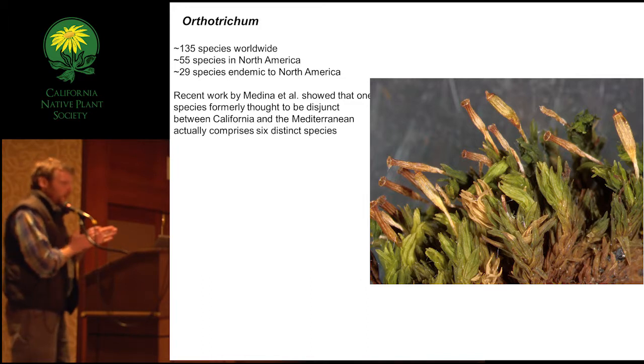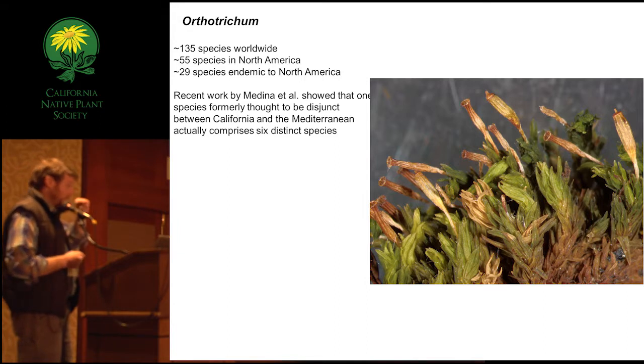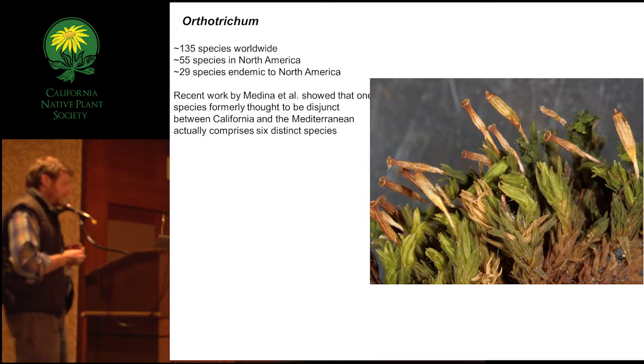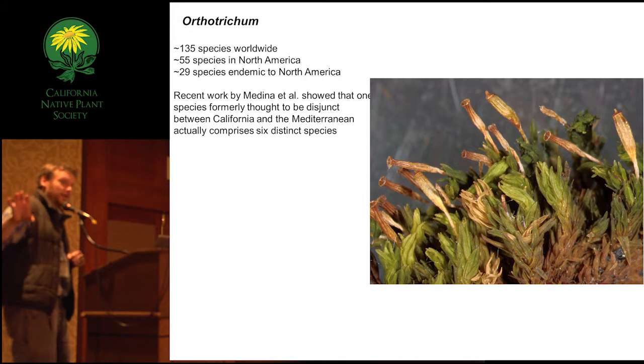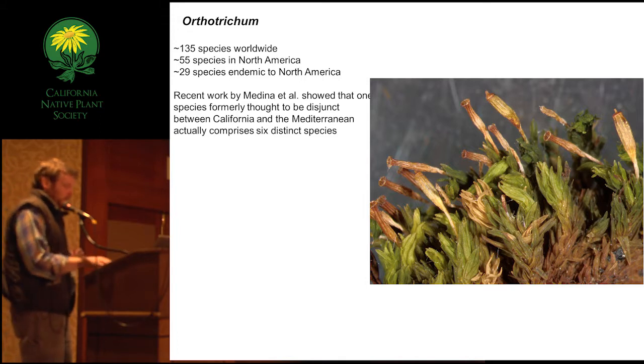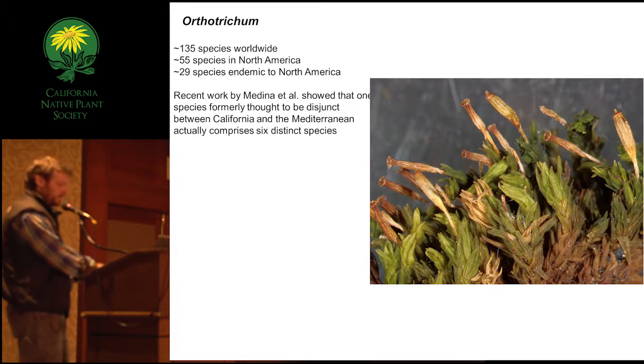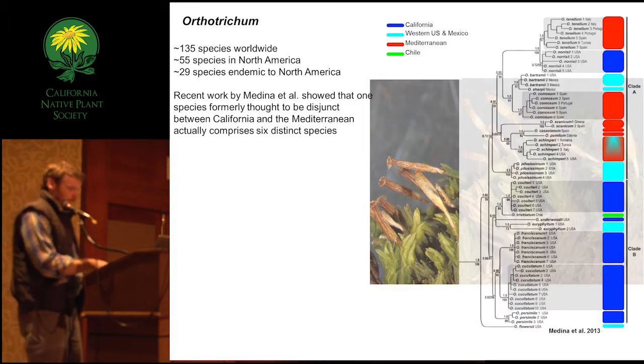And so this has been studied quite thoroughly by some Spaniards, led by Rafa Medina, who just published a PhD dissertation on this group. And one of the papers that he's recently published is looking at the Orthotrichum tenellum group. Formerly it was thought to be one species that occurs in California and the Mediterranean region of Europe. But his work has shown that it's actually 6 distinct species. And even further, those 6 distinct species are not each other's closest relatives. So you get a whole bunch of convergent morphology in there.